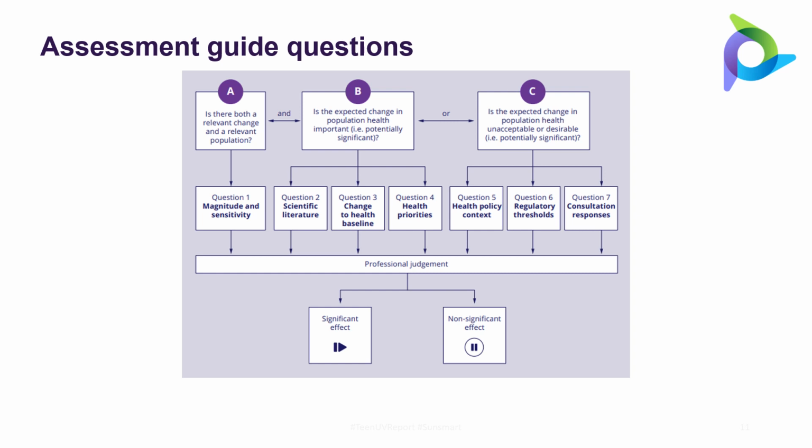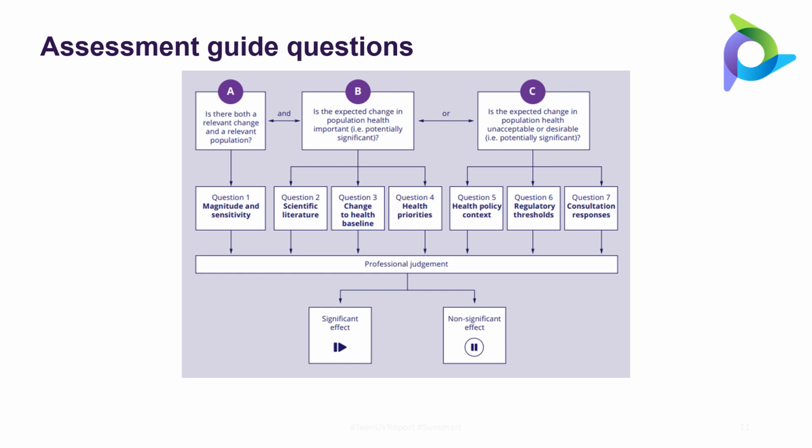Question 3 then relates to changes in baseline health. Could the proposal result in an important change to health baseline? This could be a substantial change, or it could be a small change in a large or highly vulnerable population. But it also needs to take account of any mitigation that has been secured. So if any measures have been put in place to circumvent the changes, those also need to be considered.